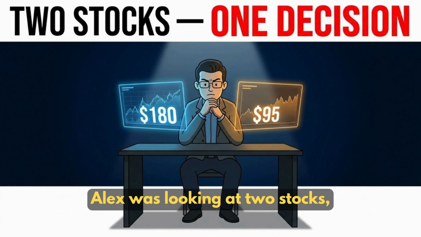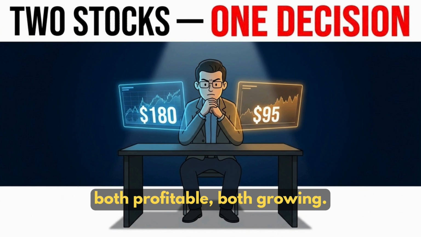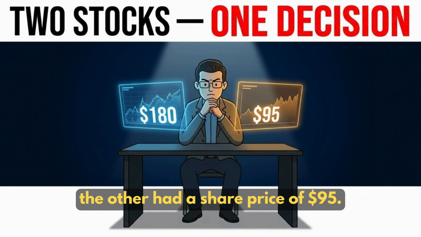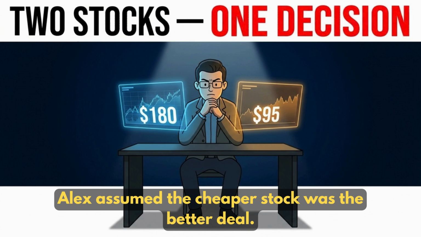Alex was looking at two stocks, both technology companies, both profitable, both growing. One had a share price of $180, the other had a share price of $95. Alex assumed the cheaper stock was the better deal.